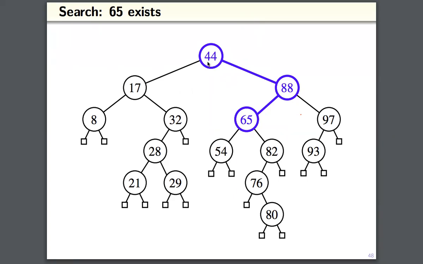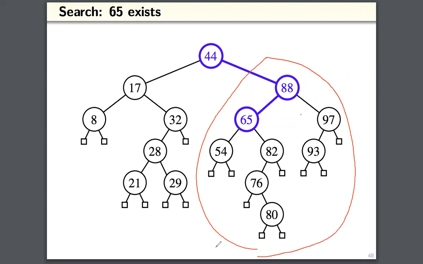What do you do? Check if 65 is less than 44, the root. No, it is not less than 44. Is it equal to 44? No, it is not equal to 44. Is it greater than 44? It is greater than 44. So you go to the right subtree of this node. Make sense? Now compare 65 and 88. It is to the left subtree of 88 because 65 is less than 88. If it is present, it should be present in the left subtree of 88.